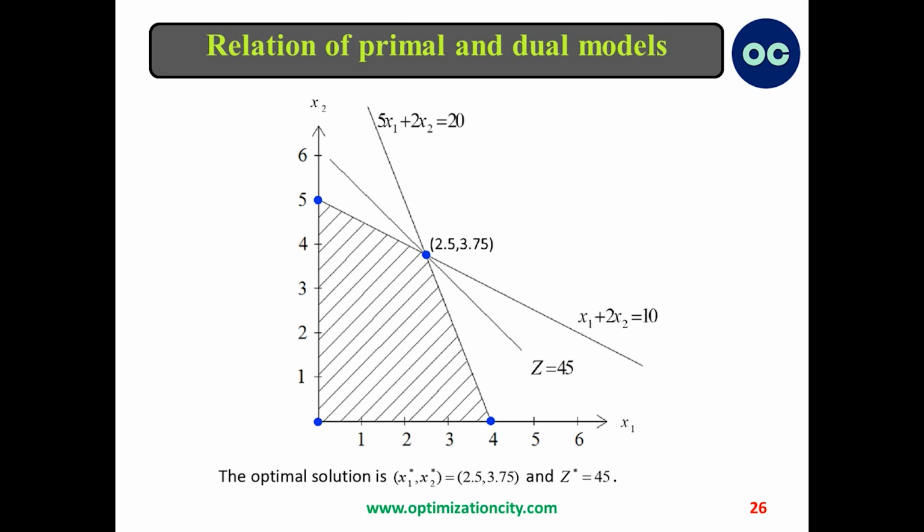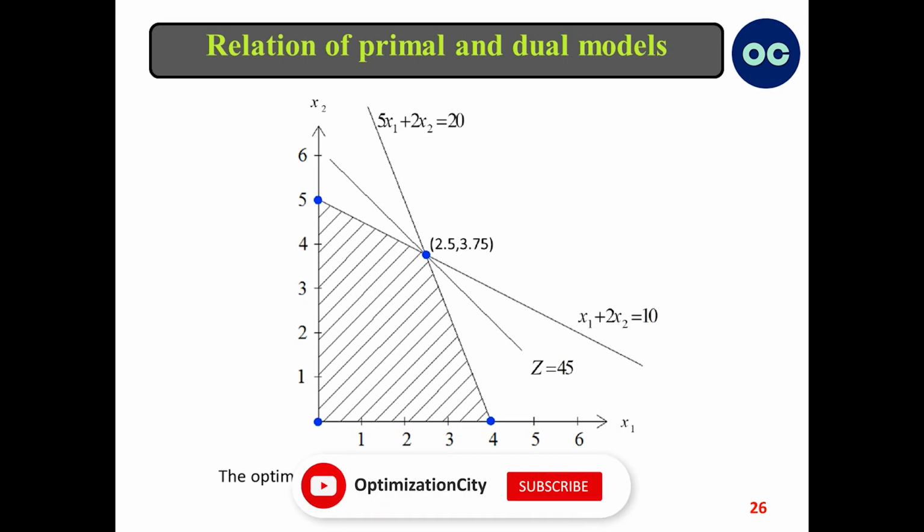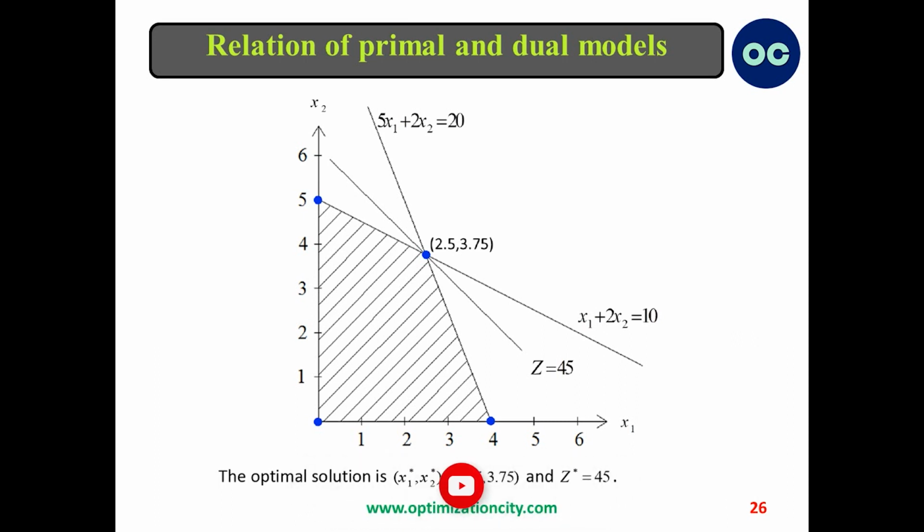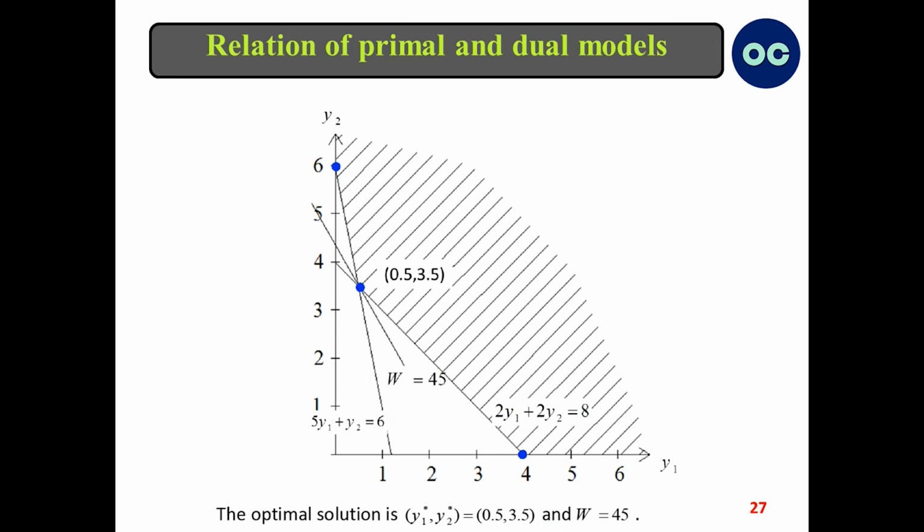The optimal objective function is 45, and x1* is 2.5, and x2* is 3.75. If we solve the dual model graphically, we have the same objective function, but y1* is 0.5 and y2* is 3.5.